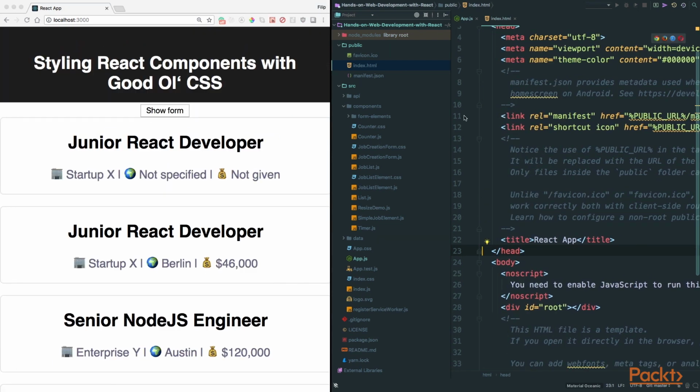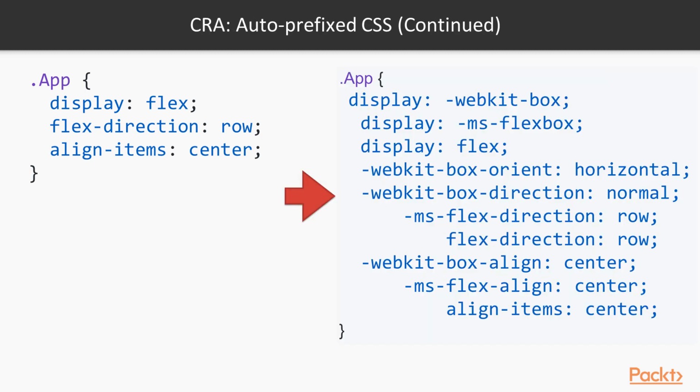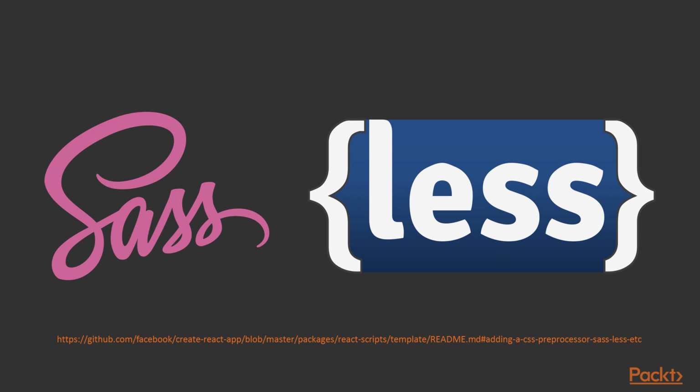Now, another concern you might have at this point is auto-prefixing. So, do you need to install anything to have that handled for you? No, not at all. It's actually already handled for you by Create React App's config. So, here's an example of what the included transpiler will do to your CSS. Really helpful, right?